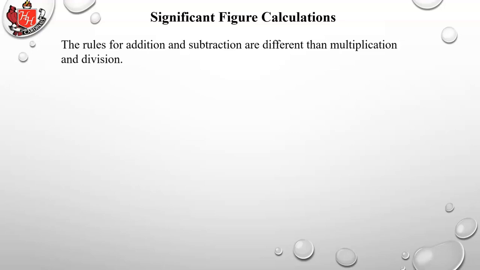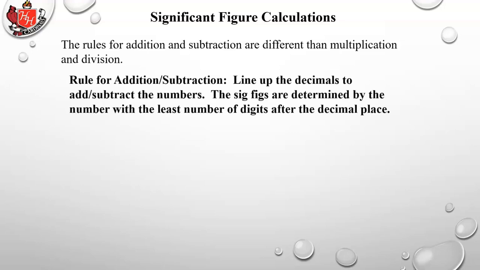The rules for addition and subtraction are different than multiplication and division. So the rules are: line up the decimals to add or subtract numbers. The sig figs are determined by the number with the least number of digits after the decimal place. So let's just see what that means. You want to add those 2 numbers. The number with the least number of digits after the decimal is 23.45. So you draw a red line right there and you just add the numbers.